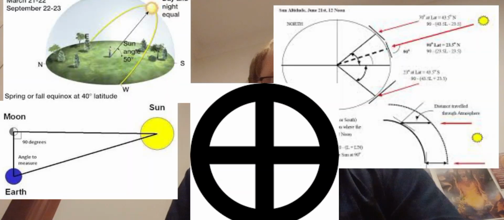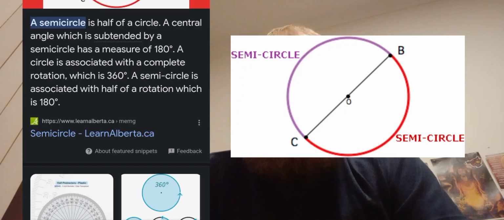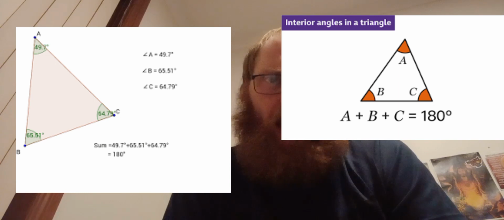So the circle represents infinity. Certain religious symbols, such as the sun cross, represents the 90 degree angles. So again, with the number 9, a semicircle makes an angle of 180 degrees in the center, which is 9. So triangle and polygons, which is 180 degrees on interior angles. So 1 + 8 + 0 = 9.